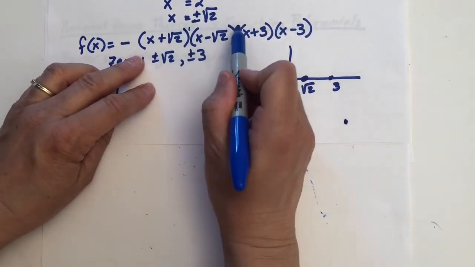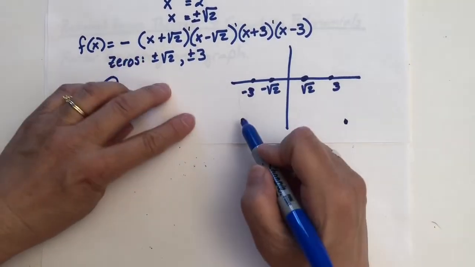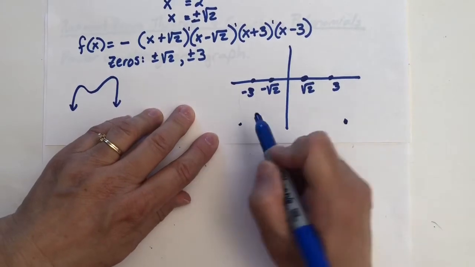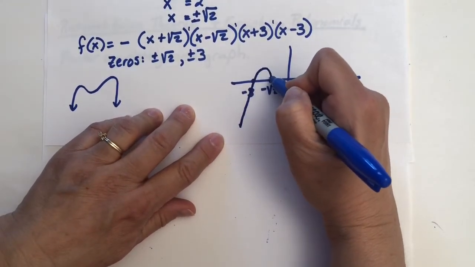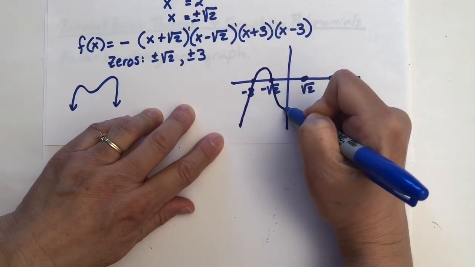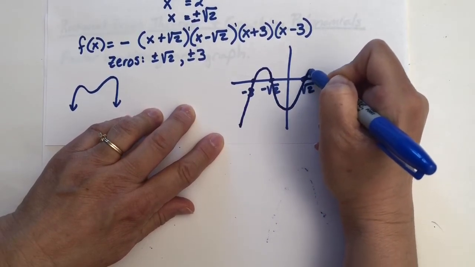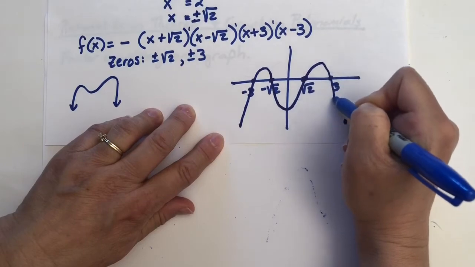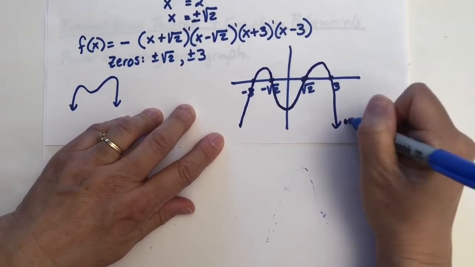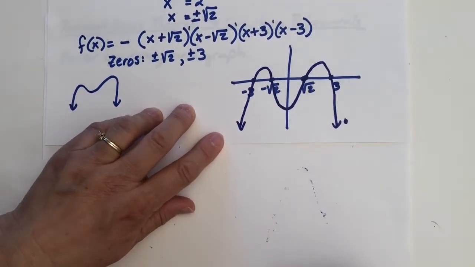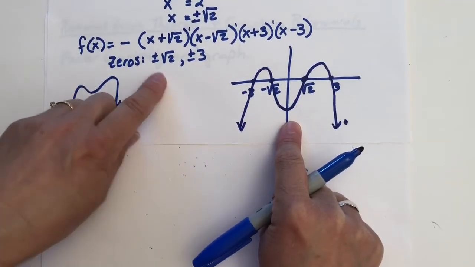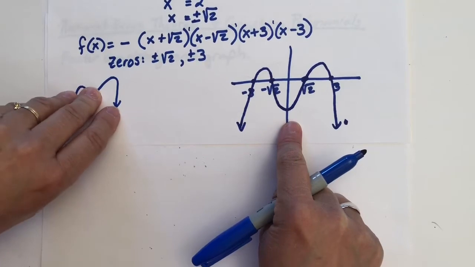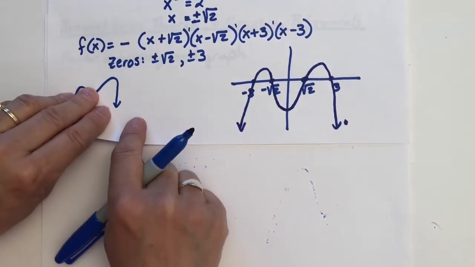Each of these are to the first power. So I'm going to start over here just because it's easier for me to draw. I'm going to cross at negative 3, cross at negative 2. I don't know how low it goes. Cross at square root of 2 and cross at 3, and it comes down this direction. I missed that point that I drew there, but that's all right. And we have a fairly respectable graph for this particular curve, or for this particular polynomial.